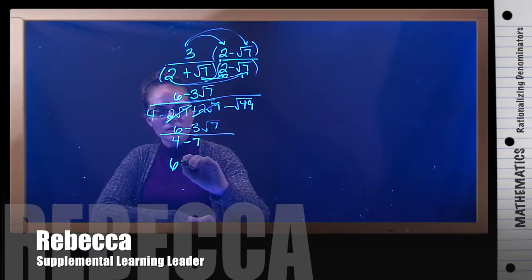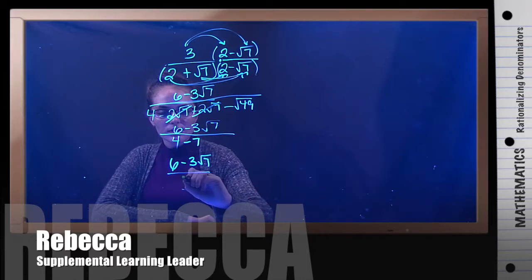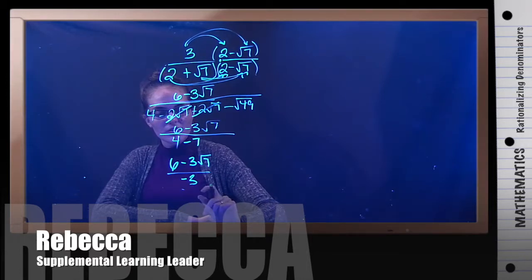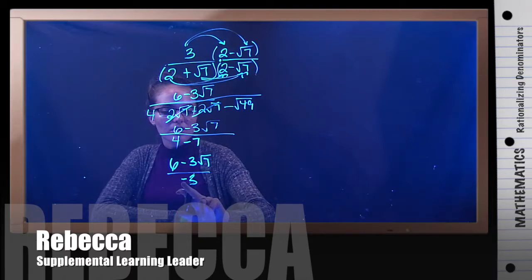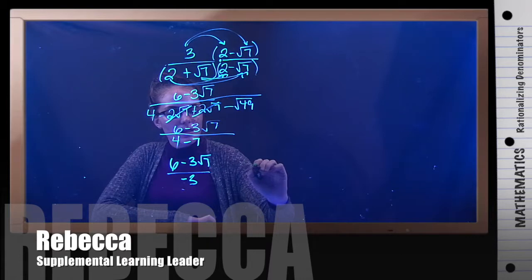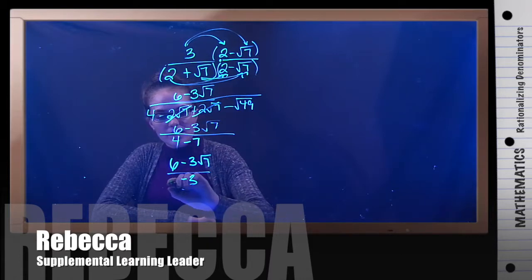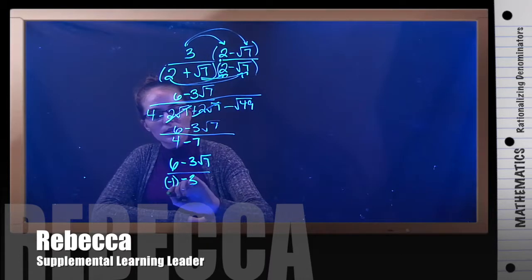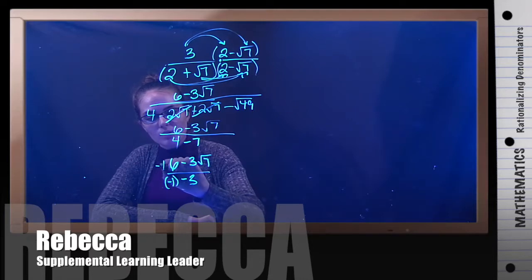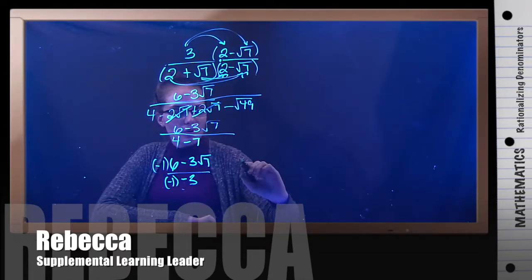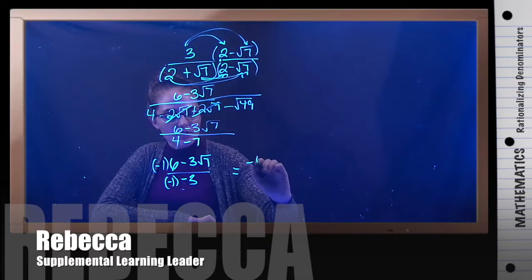So still the top is 6 minus 3 square root of 7. But the bottom, 4 minus 7, is negative 3. Now one thing we want to be careful about is that negatives shouldn't really be on the denominators of fractions. So I'm going to simplify that by, if we multiply by negative 1 on the bottom, to make it positive, we have to do it on the top as well. So if we multiply by negative 1 on the top, we have to change the signs of everything.